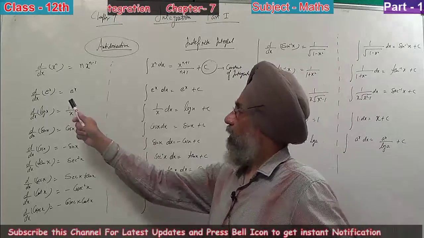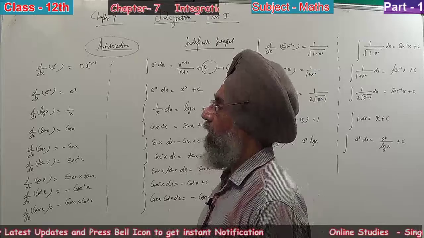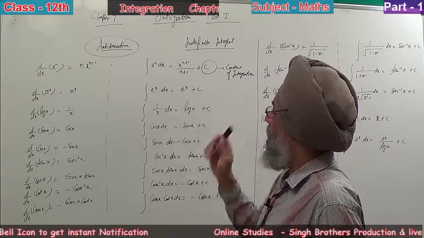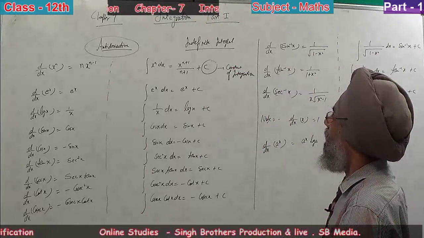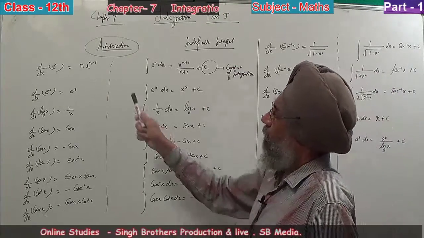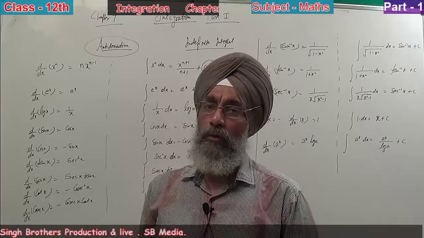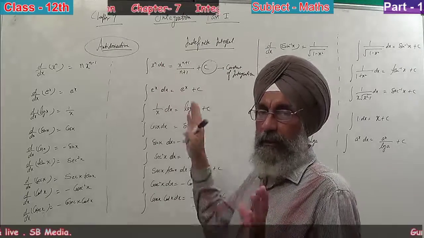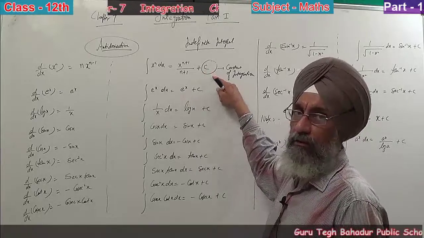Now, differentiation of e to the power x is the same, e to the power x, that is the exponential. In the same way, if you take the integration of e to the power x, it remains the same, that is e to the power x plus c. Now, what is c here? C is the constant of integration, because we know that if we take the differentiation of a constant, its value is 0.